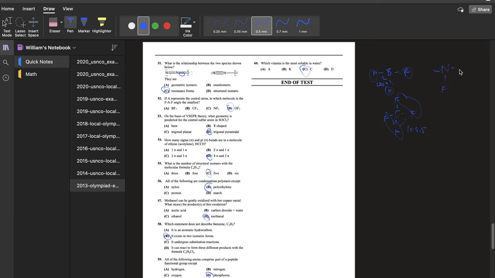NF3. This should be 26. So this time it's the same as BF3, except you have a lone pair on the N. So what is this? Slightly less than, hold on, slightly less than 120, I'm thinking. I haven't reviewed this in a long time. I should review it. Anyways, let's move on to OF2.